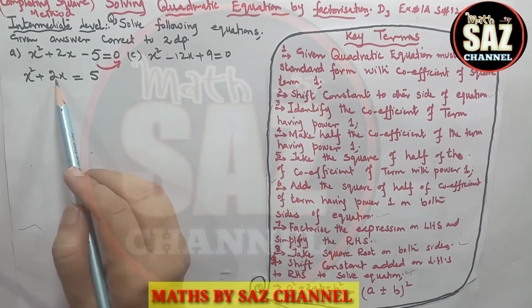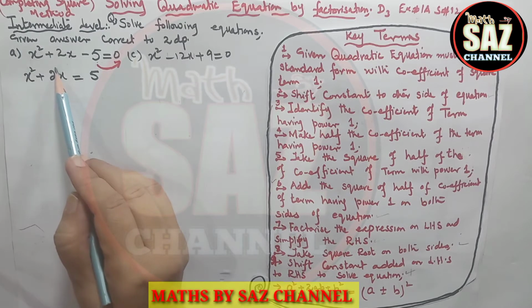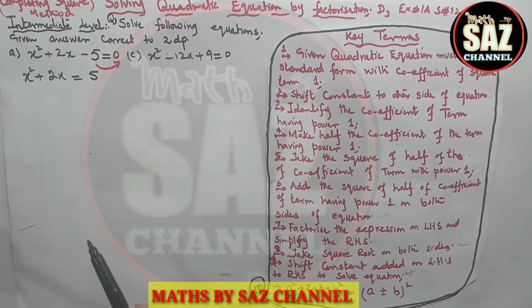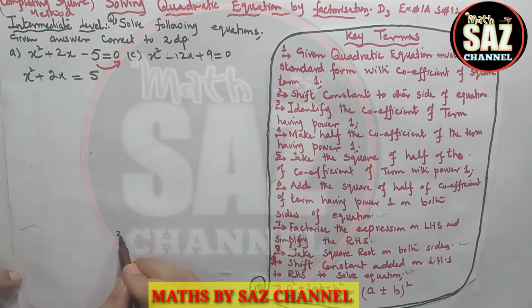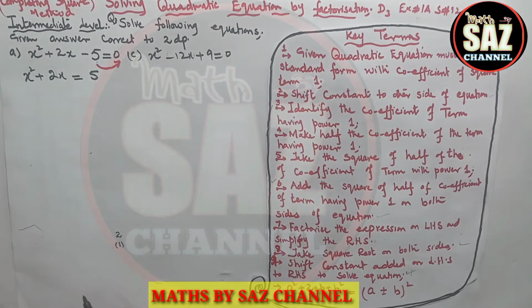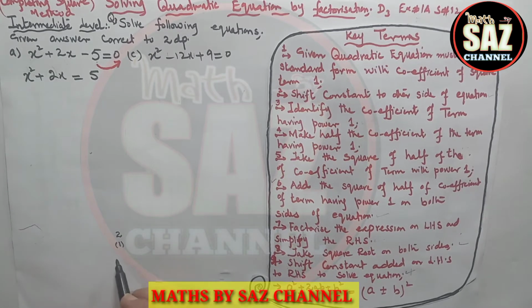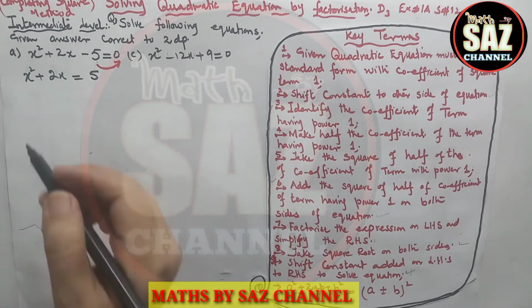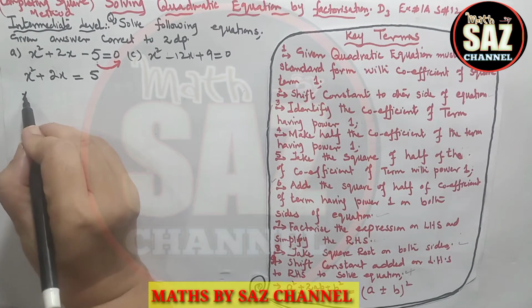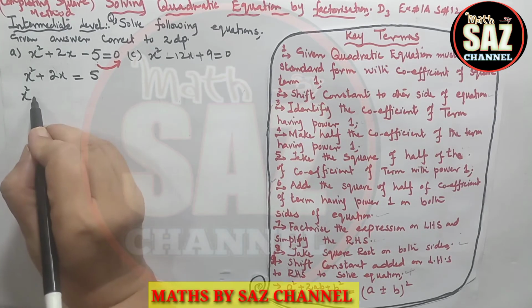Now coming to the lesson, we have to see the coefficient of x, that is 2. What I have to do with this coefficient is halve it, that means divide it by 2, and I will get 1. Now I have to take the square of this half. Half of the coefficient of x is 1.